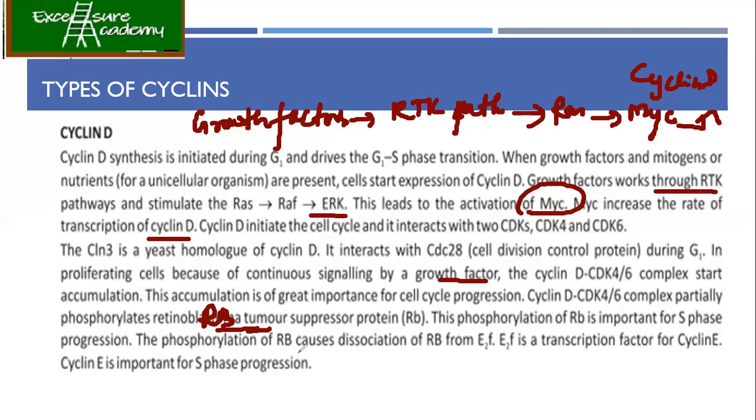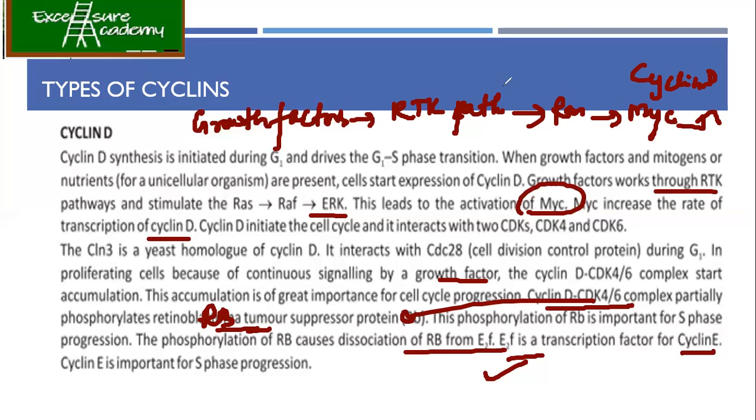The phosphorylation of RB causes dissociation of RB from E2F, the transcription factor for cyclin E. So then what will happen? Since this complex is getting activated, cyclin D-CDK4 goes and phosphorylates RB. So now RB is not able to bind to E2F, which is a transcription factor for cyclin E. So now your E2F is free of RB. Okay. So now cyclin E is transcribed for the S phase progression.